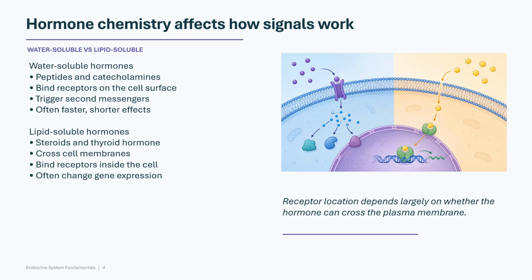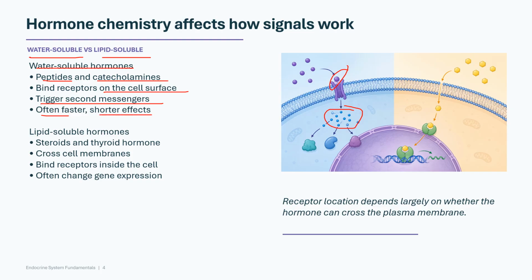The hormone chemistry drastically affects how the signals are propagated within the endocrine system. In a very broad, general sense, endocrine hormones are categorized as either water-soluble or lipid-soluble. The water-soluble hormones, such as peptides and catecholamines, work by binding to receptors on the cell surface. Then they trigger second messengers on the inside, which will then cause the effect on that particular cell. Usually we find that the water-soluble hormones are often faster, but have shorter effects on the cell.